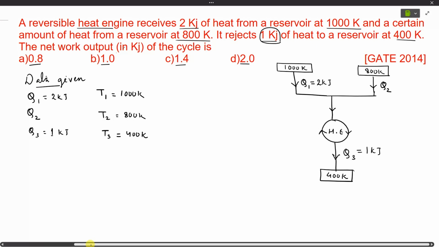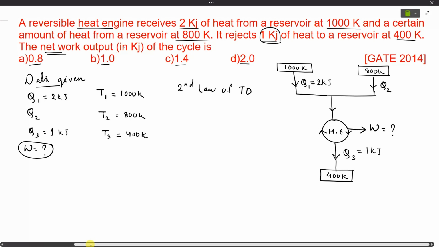Now the question arises, what are we going to calculate here? That is the net work output of the cycle. It means the work done by the heat engine. Let's say that is W. So W we are going to calculate here as the net work output of the cycle. Now as this is a case of reversible heat engine, it means the heat engine operates in accordance with the second law of thermodynamics.